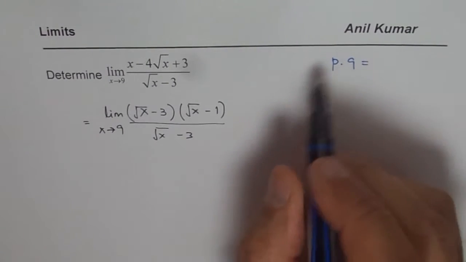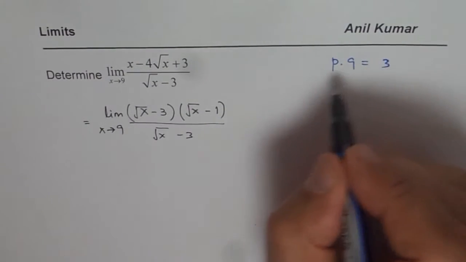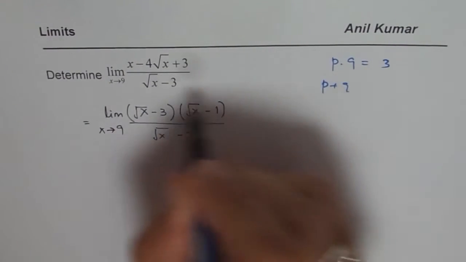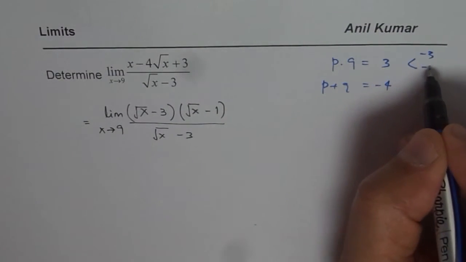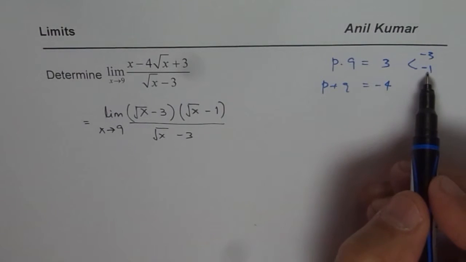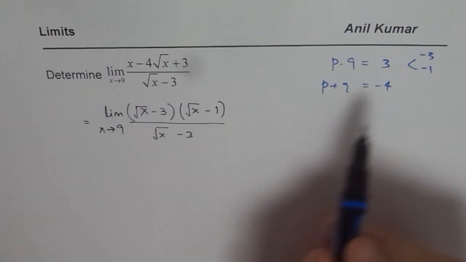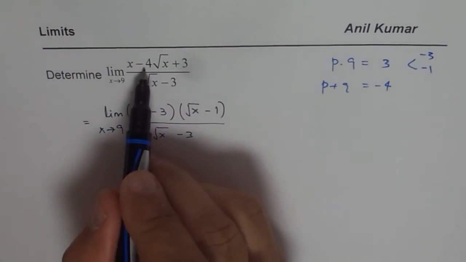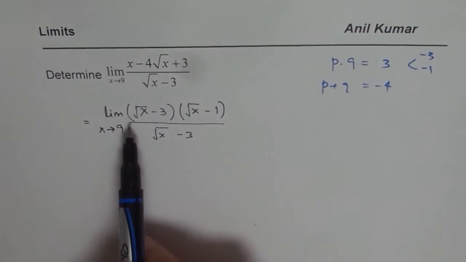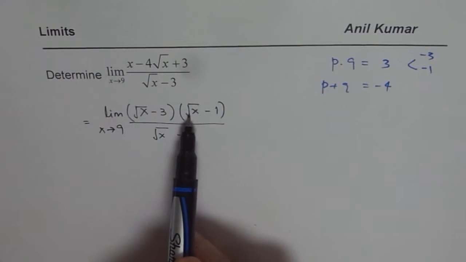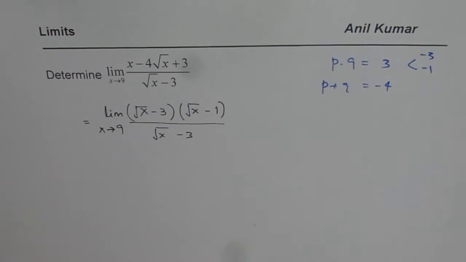I've found two numbers whose product is 3 and whose sum is minus 4. These two numbers for me are minus 3 and minus 1. When I multiply them, I get 3, the product. And when I add them, I get minus 4, the sum. And so I could factor the numerator as (square root x minus 3) times (square root x minus 1). So that is a technique of factoring which we utilized.